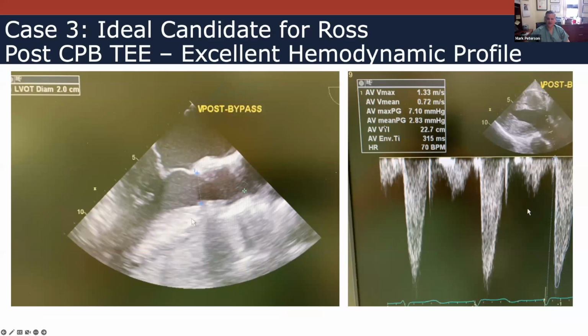And here's the gradient coming out of the OR. Mean gradient was 2.8, peak gradient was 7. And unlike the prosthetic valves, whatever mean gradients we get in the OR, they're often double when we do our post-op day 4 echo, whereas with the Ross, they usually remain relatively low.